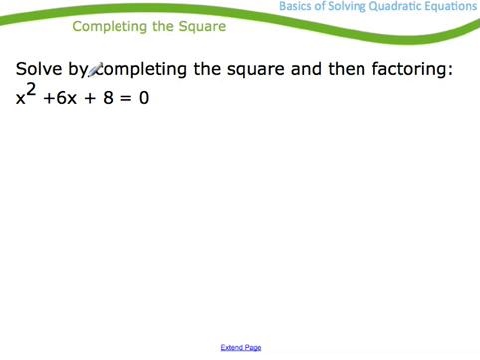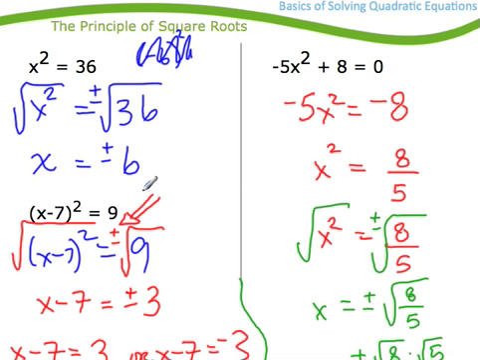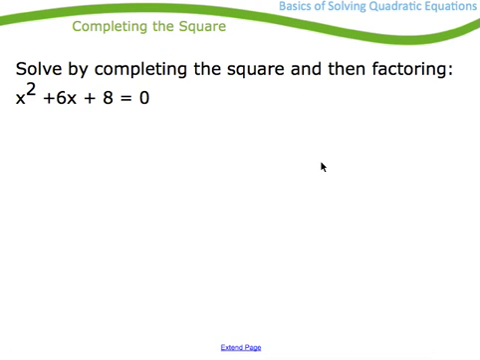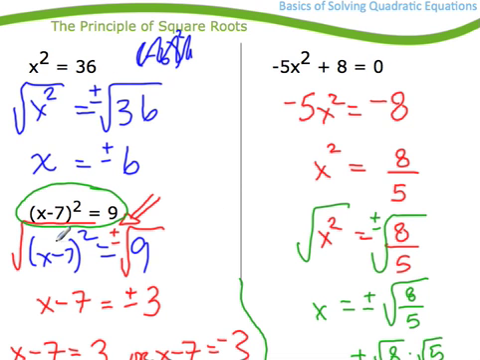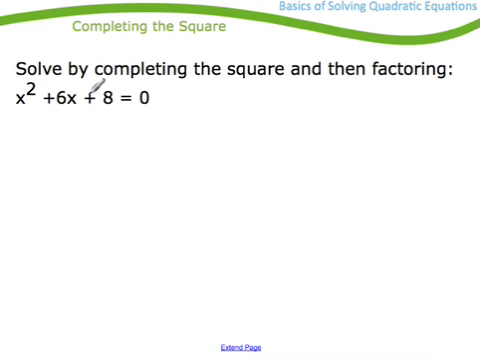Okay, so in this case here, they ask us to solve this by completing the square. Completing the square, what I'm doing is I'm trying to make something that looks like this. And then I use the principle of square roots on it. So I'm trying to get this x squared plus 6x plus 8 to look like that. Okay, let me show you just the process that you go through for that. What you do first is you isolate the x terms. So I'm going to push that 8 over to the other side. That's my first step. So isolate the x's.